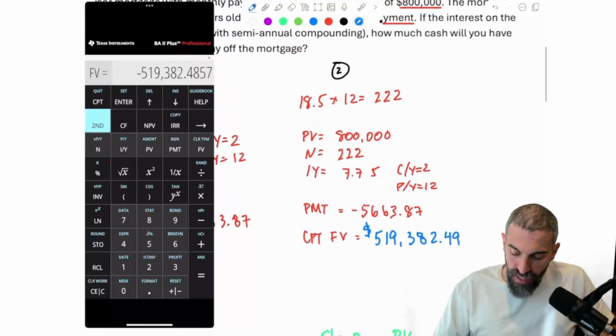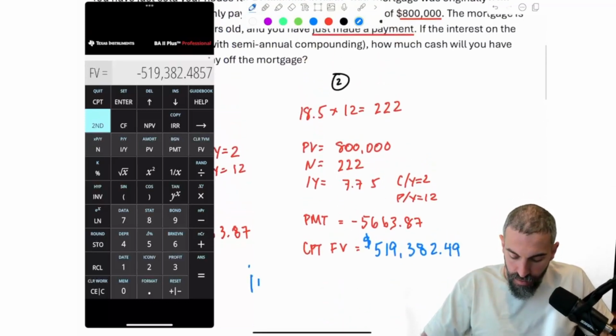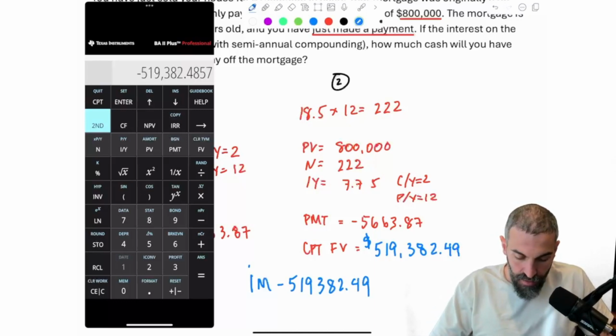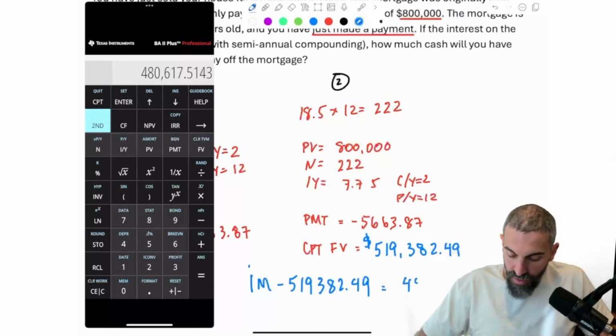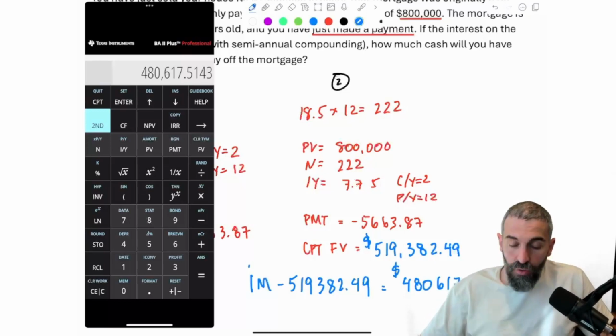So now if you're selling the house for $1 million minus $519,382.49, you'd be left with $480,617.51 in your pocket after the sale.